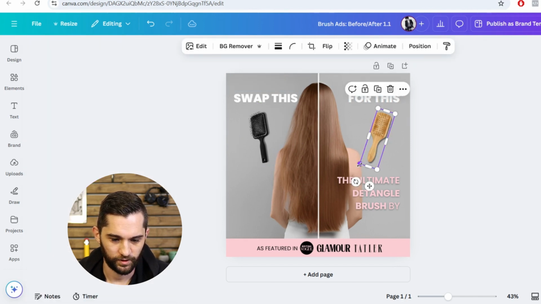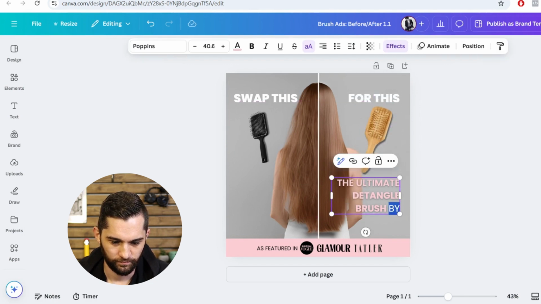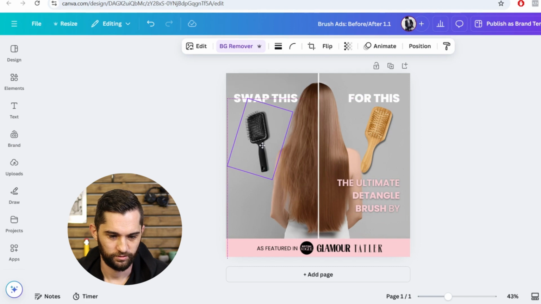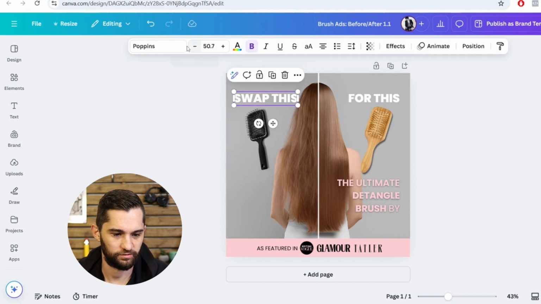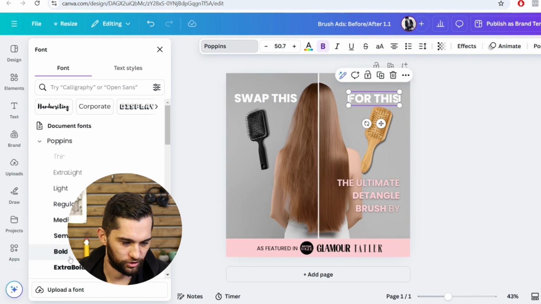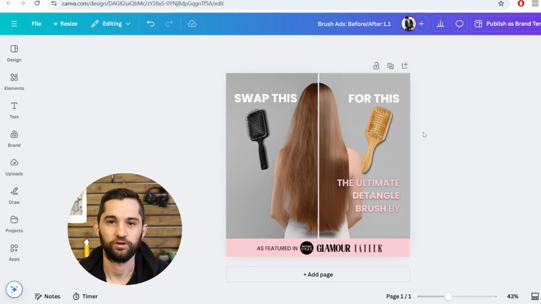I might actually make our brush a little bit bigger. Like so. Make this one also a little bit bigger. Like so. And then I might actually reduce the level of bold for these. Just change it to bold instead of extra bold. Okay, so something along those lines.